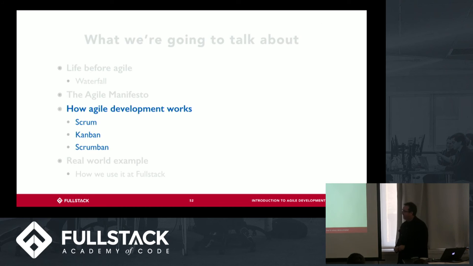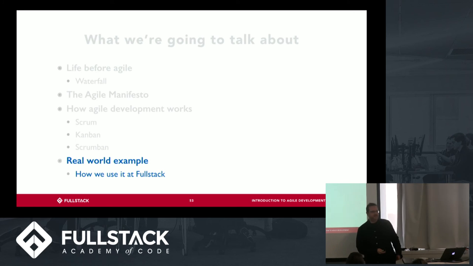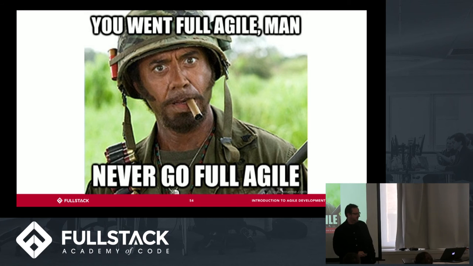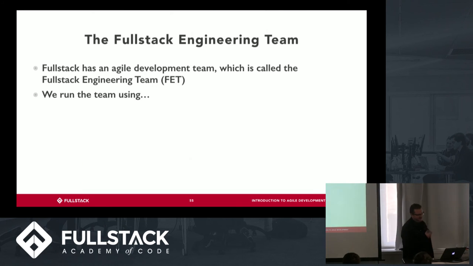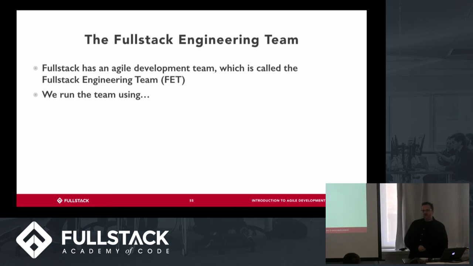Okay. So that's how Agile works, right? Scrum, Kanban, and Scrumban. It's not rocket science. So let's look at a real world example of how we use it here. Okay? Here's a bit of a spoiler. Okay, so we've got our engineering team, full stack engineering team, and we run the team using, anyone?